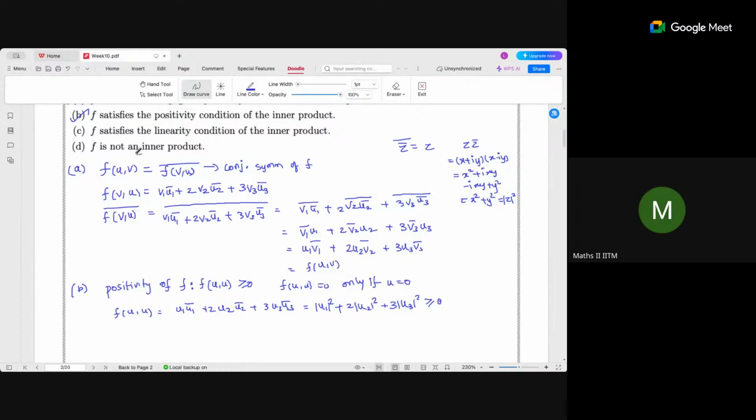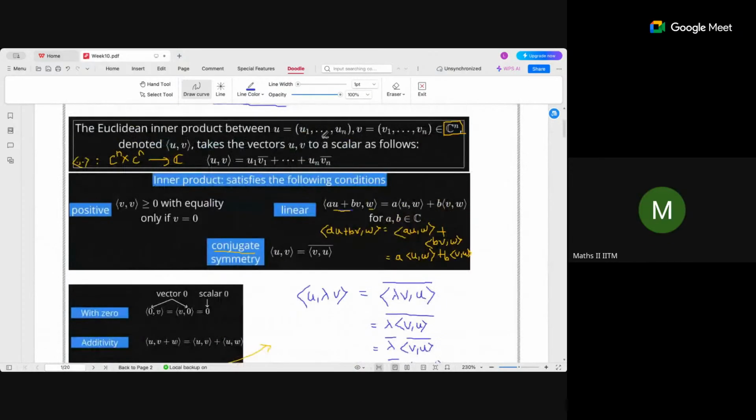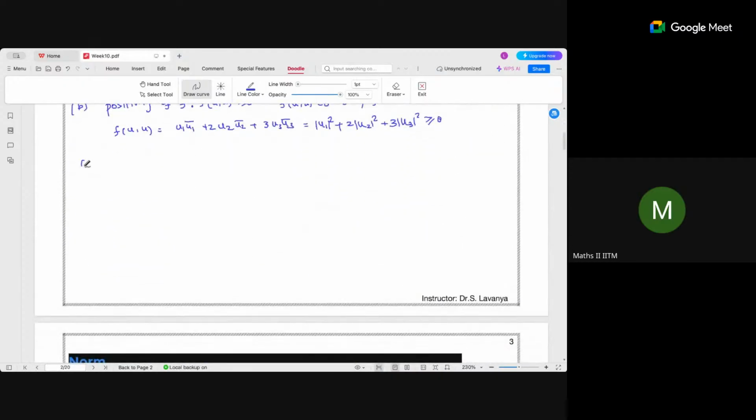And then, how do we check the linearity condition of the inner product, whether f satisfies the linearity condition? This is the linearity condition. We are checking the linearity in the first argument. So linearity of f means f of au plus bv comma w should be equal to, can you say what that is?